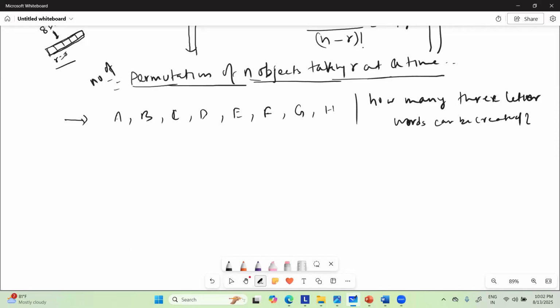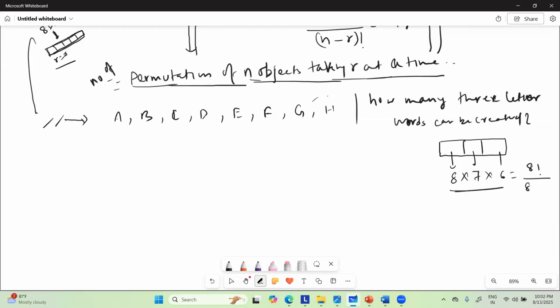And you know that we have just done this problem before, and our approach was to fill this box which has 3 places by these letters. So I told you that the first box can be filled in 8 ways, then the second box in 7 ways, and then the last one in 6 ways. So this is how we solved the same problem. And finally, we told you that it will be 8 factorial divided by (8 minus 3) factorial. This was the generalized solution for this problem.